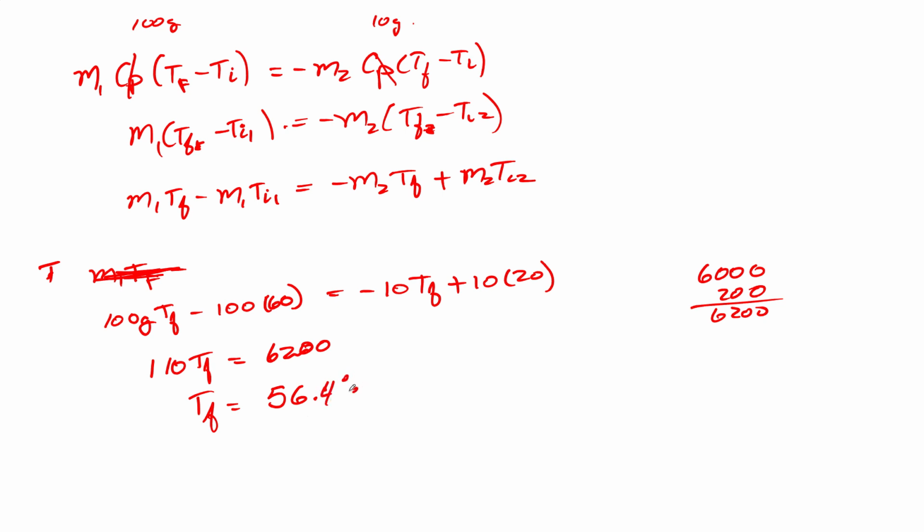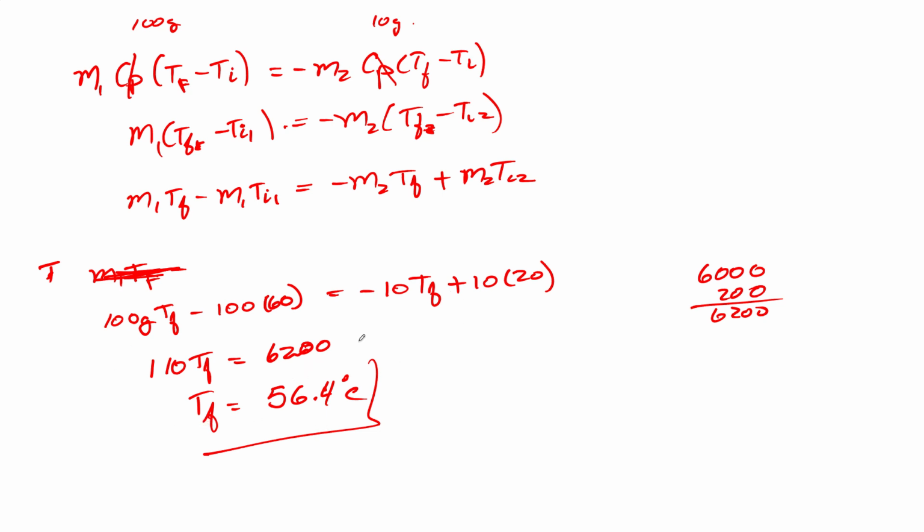56.4 degrees Celsius. Sorry about that. And that's the final temperature. So what happens is that since there's a lot of water at 60 degrees, it's going to decrease a little bit, but this 10 degrees is going to raise up a lot more. So this is how these calculations work.